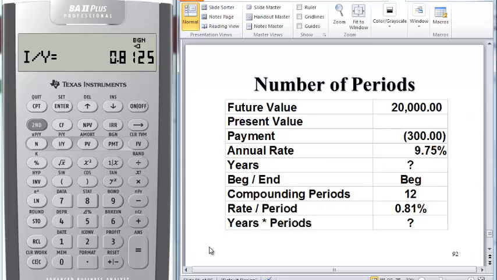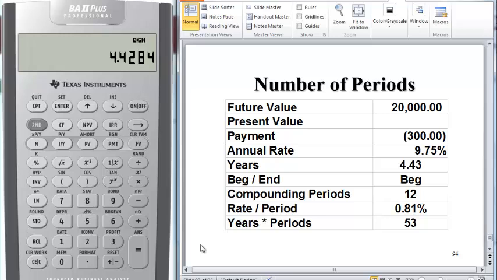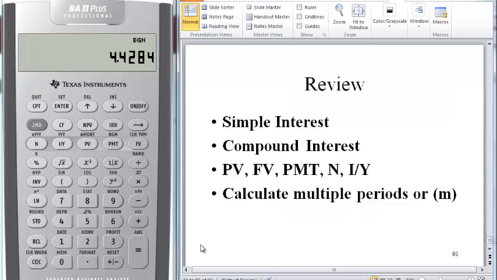You can see that rubric laid out here. Next, whenever I compute for my N, what do I get? I get 53.14. That's not the number of years, that's the number of periods. So how do I turn that into years? That's the number of months. So divide by 12, and I get the number of years, 4.4284 years.